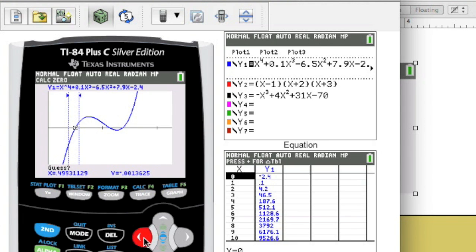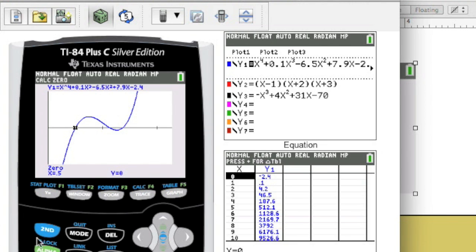There's only one in this section. If there had been two within the same section, I would have to be very specific about when I picked the guess point. At this point, there's only one zero. It's going to find it no matter where you click. So I'll click enter. And this one turns out to be fairly nice. It's 1/2 or 0.5 comma 0. To find the other two, we'd repeat that process.